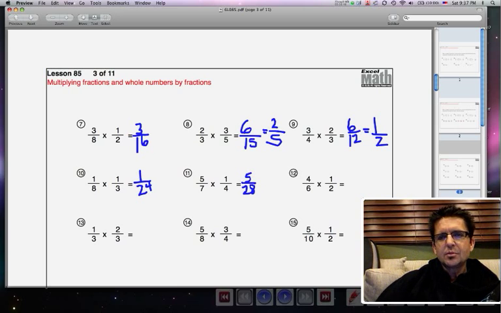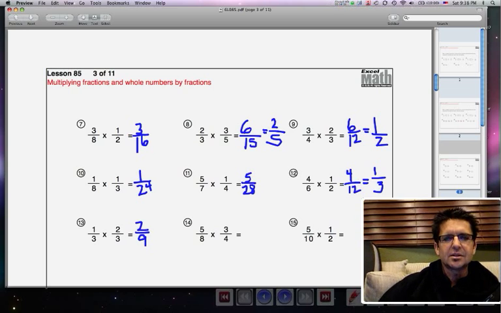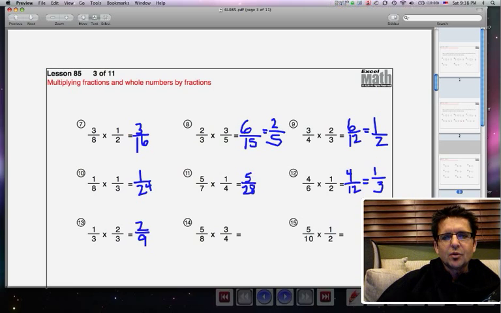Number 12, 4 times 1 is 4. 6 times 2 is 12. And both of those numbers can be divided by 4. So you get 1/3 after you divide top and bottom by 4. Number 13, 1 times 2 is 2. And 3 times 3 is 9. The only thing I can divide 2 by is 2, and I can't divide 9 by 2, so that is simplified. And number 14, 5 times 3 is 15.